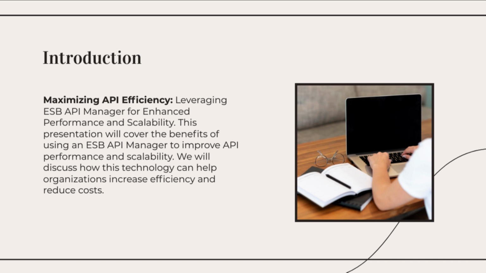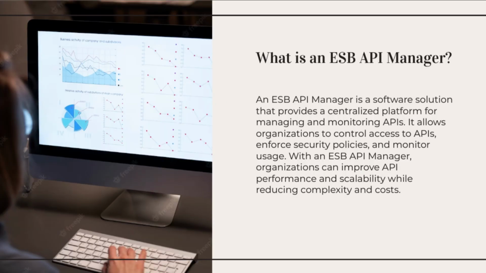2. Load balancing. Distribute incoming API requests across multiple back-end servers using load balancers. Load balancing helps evenly distribute the traffic, improves response times, and increases overall system scalability. ESB API managers often provide built-in load balancing capabilities or integrate with external load balancers.